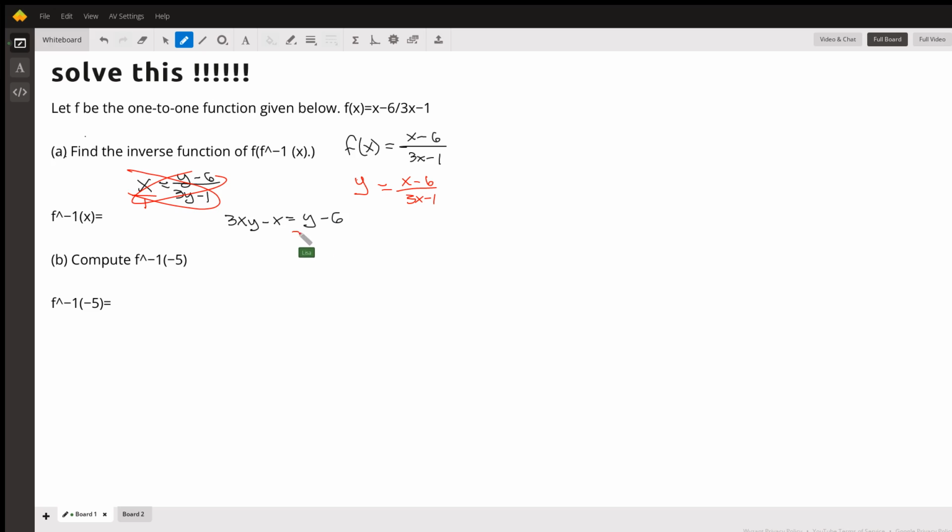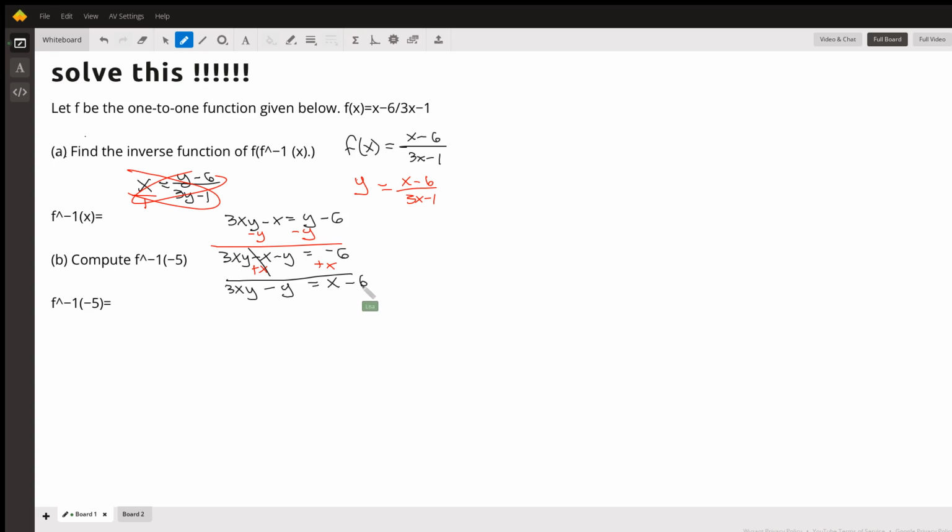So I am going to subtract y on this side, and so I get 3xy minus x minus y equals negative 6. But now I'm going to add x to this side. And so what's going to end up happening is you get 3xy minus y equals x minus 6.